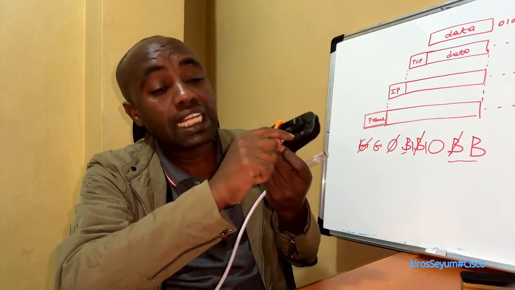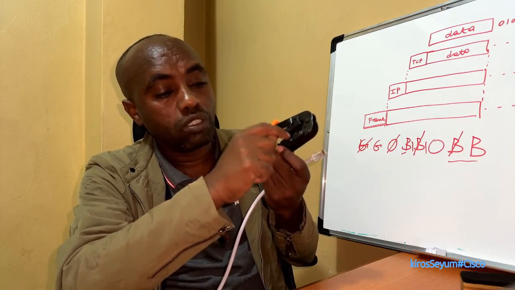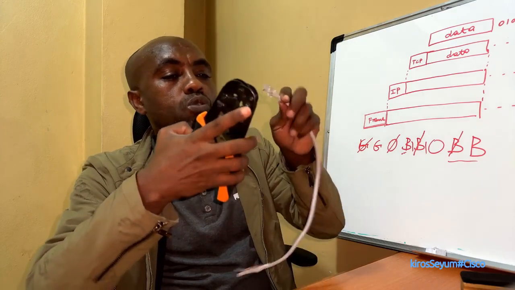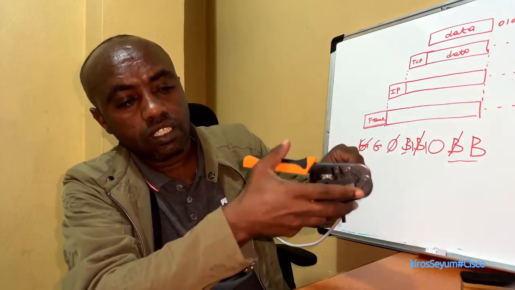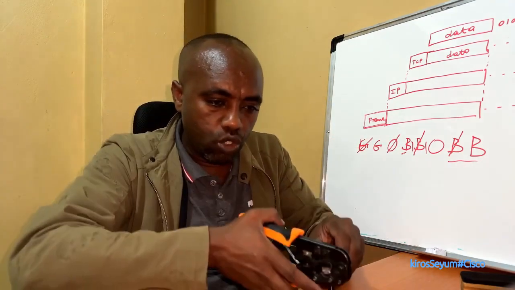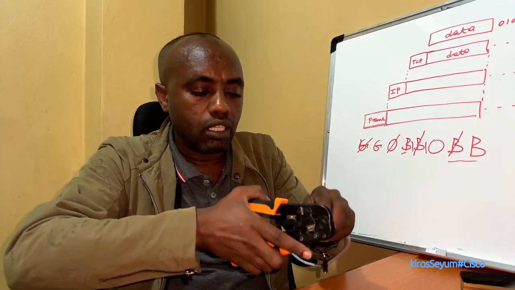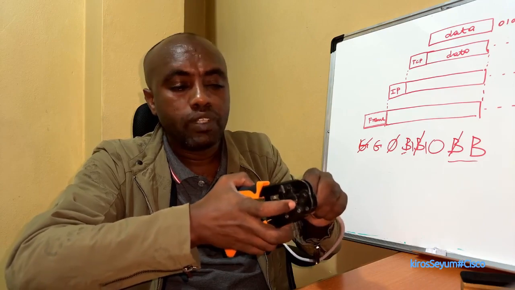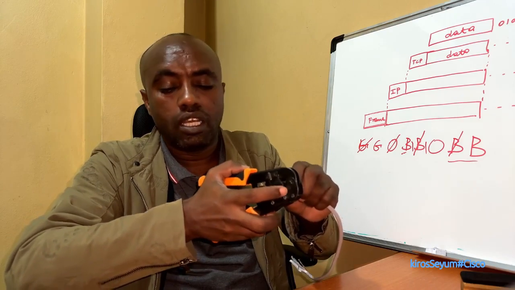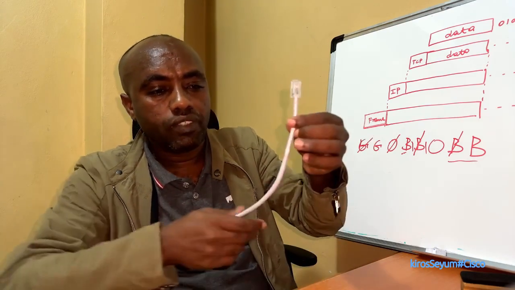That one is for RJ11. RJ11 is for telephone purpose actually. So I have to push this one, insert inside this. You see, inserted inside this, and then just push it. It will be crimped. After that, the wires will be secure in that RJ45. So you will have RJ45.